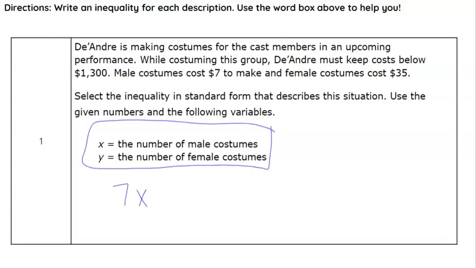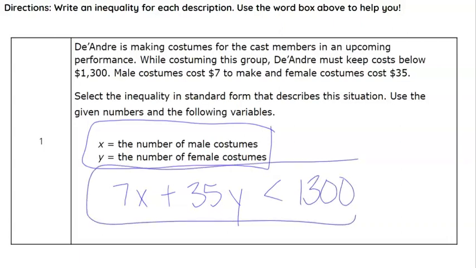And then in addition to that, he's going to make female costumes. So we're going to add the cost of female costumes, and then we're going to multiply that by the number of female costumes. Because if we only made 1 female costume, we do 35 times 1 and we get 35. But if we'd made 2, we'd want to do 35 times 2. If we made 3, and so on. So right now, these variables are just standing in because we don't know how many male costumes or female costumes he is making. And then he also has to keep costs below $1,300. So below would mean less than. And that right there would be the inequality that would represent this situation.